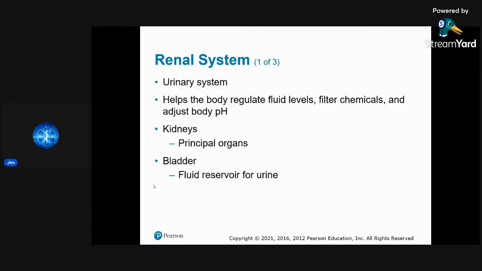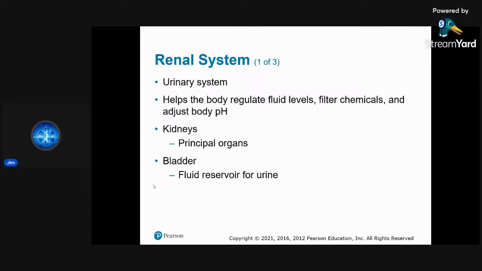The renal system is your urinary system, right? So what does it do? It helps to regulate fluid levels, filters chemicals, and keeps a constant pH level. The body's very sensitive to pH changes, and the urinary system takes a big role in keeping a constant pH. It consists of the kidneys, which are the principal organ in the renal system. Kidneys do a lot. They're very important, and you have to have at least one to survive.